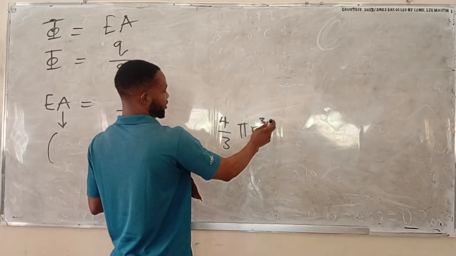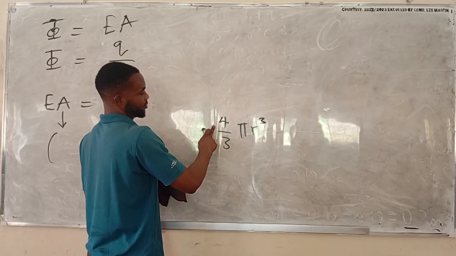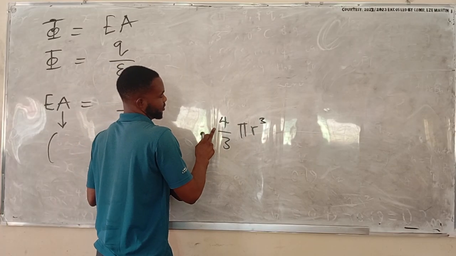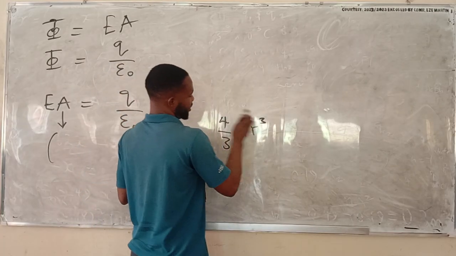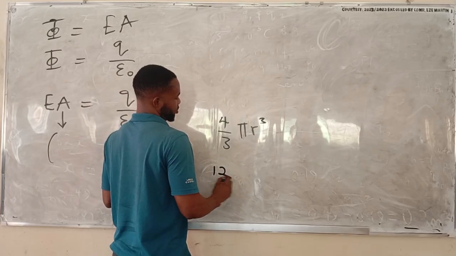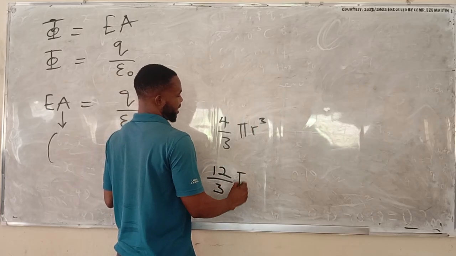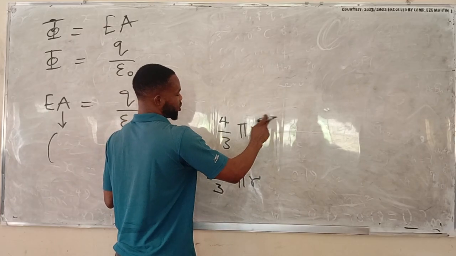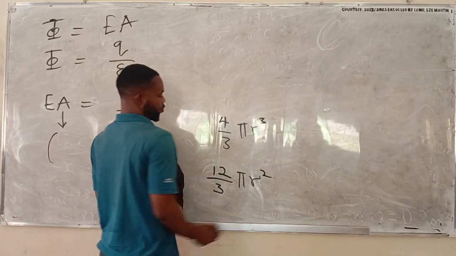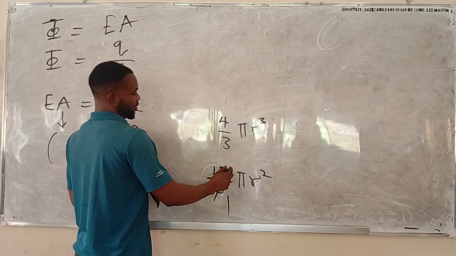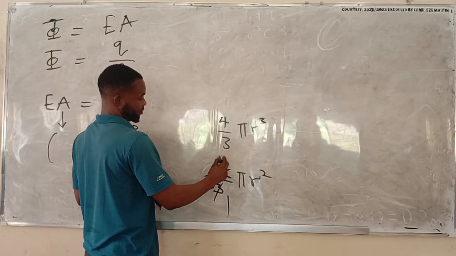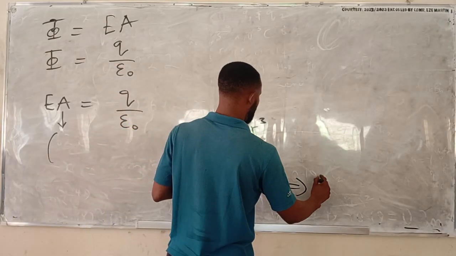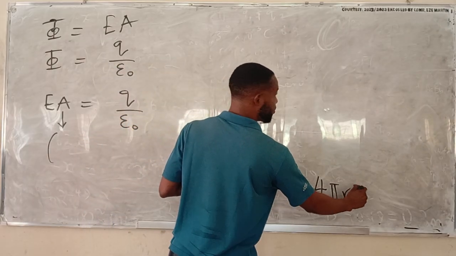This will come here, this will come here, and we multiply. If 3 multiplies, I get 12 over pi r, and 1 will be subtracted from the power. But the 3 goes here, the 3 goes here. So I'm now going to have that the area is actually 4 pi r squared.